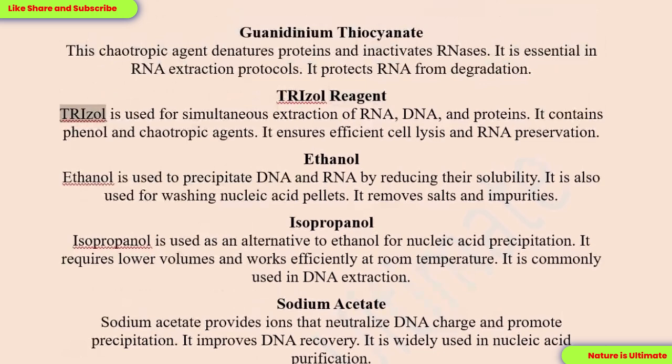TRIzol reagent. TRIzol is used for simultaneous extraction of RNA, DNA, and proteins. It contains phenol and chaotropic agents. It ensures efficient cell lysis and RNA preservation.